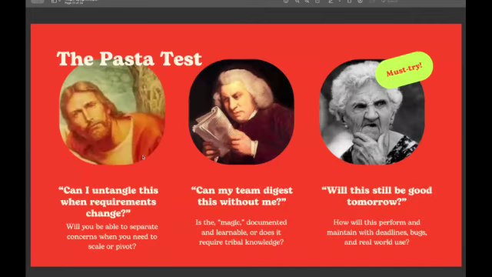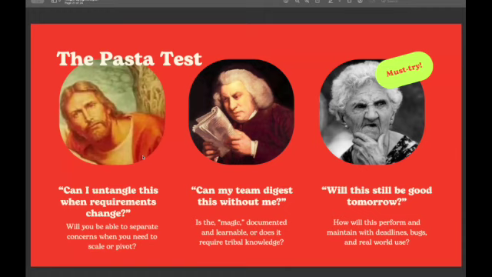So I call this the pasta test. Can I throw this against the wall and will it stick, basically? So can I untangle this when requirements change? Which they will, always. Will I be able to separate those concerns when I'm forced to scale or pivot? Can my team digest this without me? If the magic is documented and learnable, maybe.